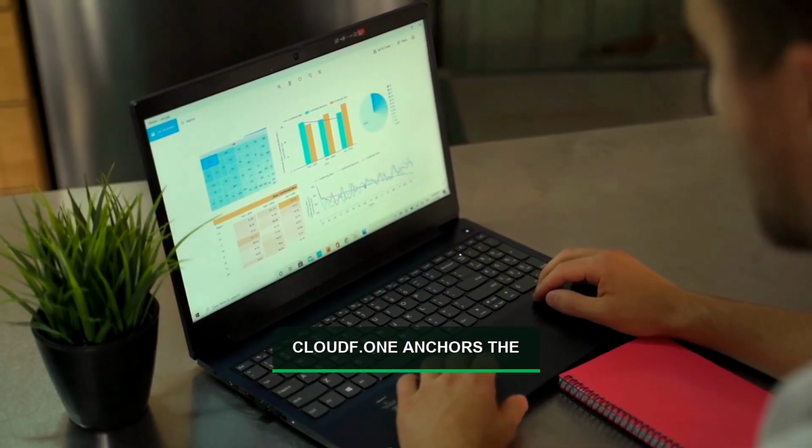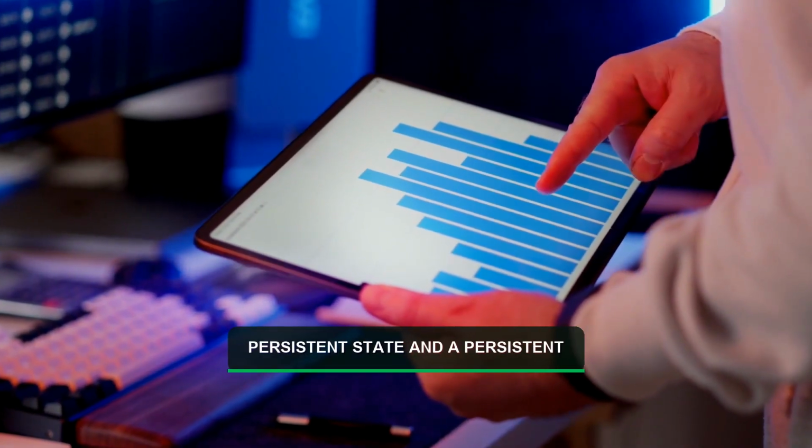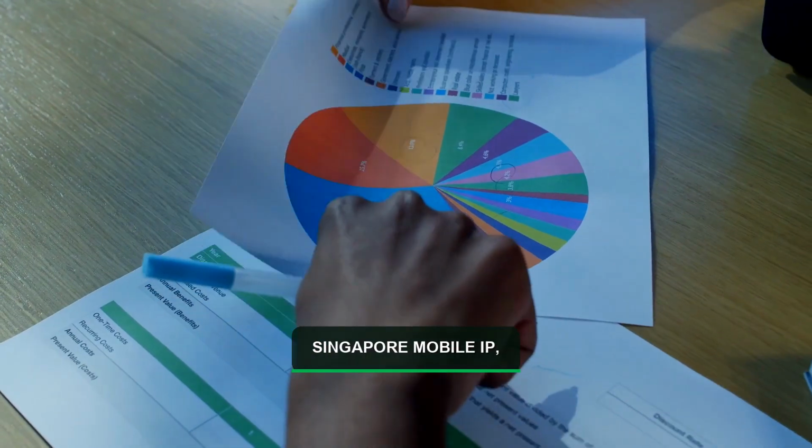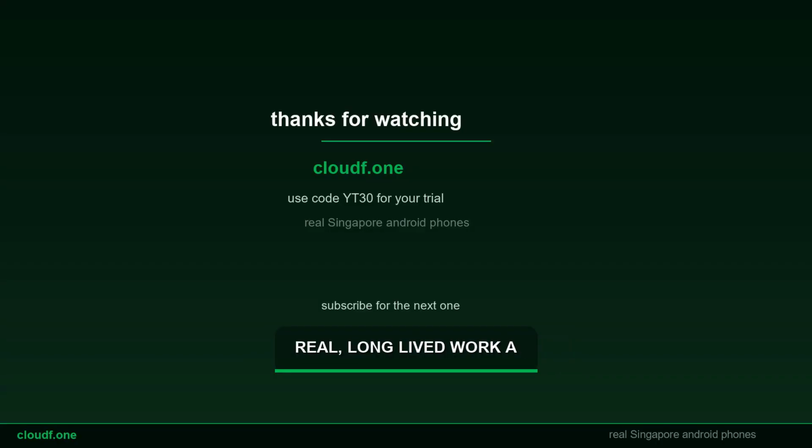Cloud.one anchors the other side, one real Samsung handset that stays yours, with persistent state and a persistent Singapore mobile IP. For the geo-sensitive, carrier-real, long-lived work a wiped session cannot hold. Sort your work by whether it needs breadth or needs a real persistent Singapore device. Put each half where it belongs, and there is nothing stopping you running both. Build the dedicated layer for the work that has to be real all the way down, and let the test cloud do the wide sweep it is great at.